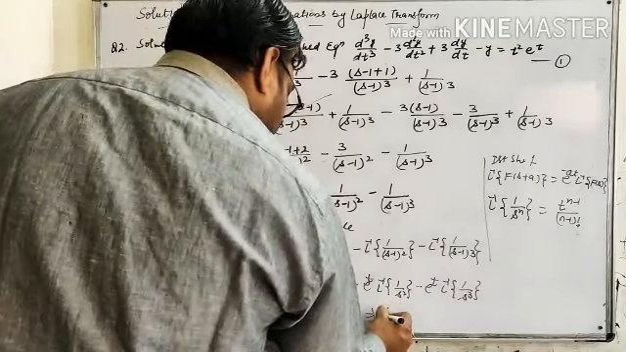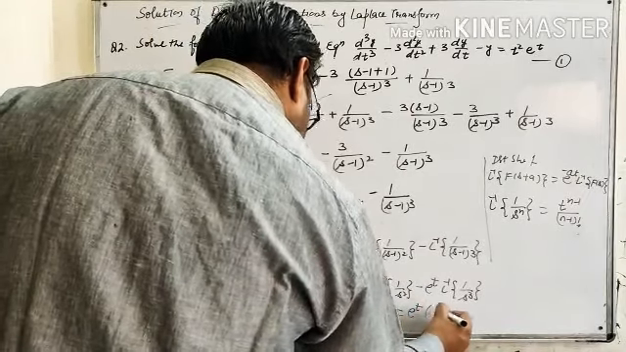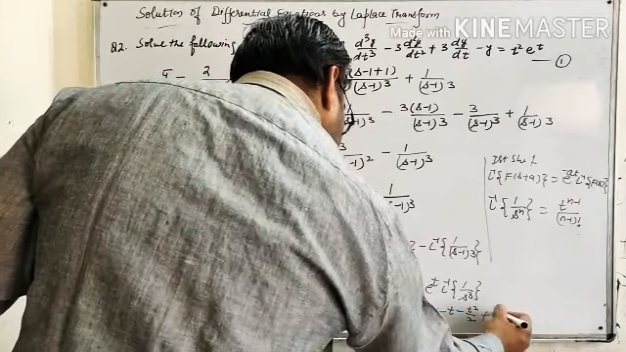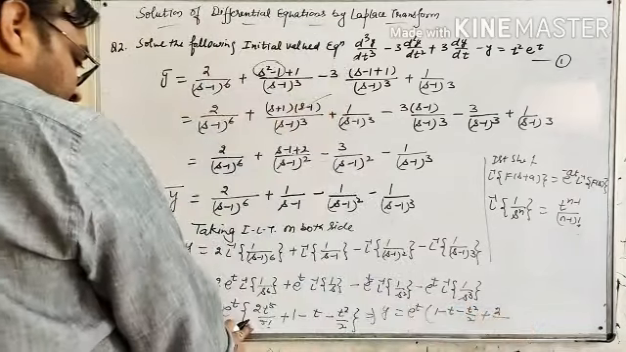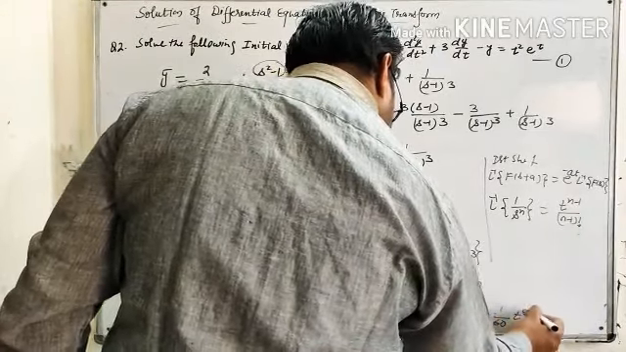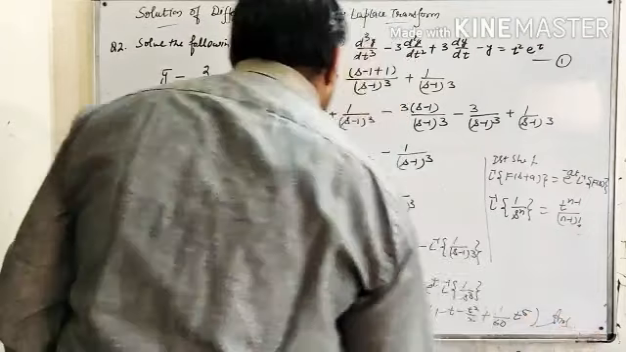or we can rewrite it as y equals e raised to power t into 1 minus t square by 2 plus 2 by 5 factorial, means 120, that is 1 upon 60, t raised to power 5. So this is the required solution of this kind of problem.